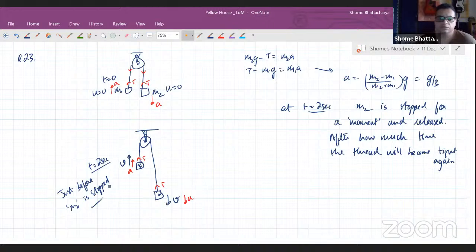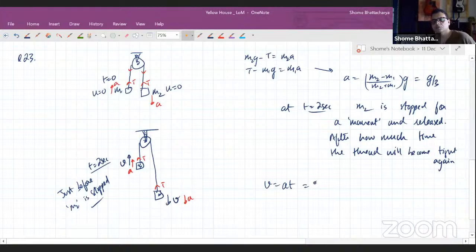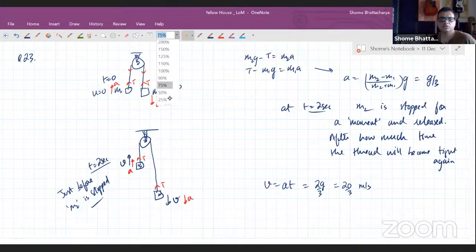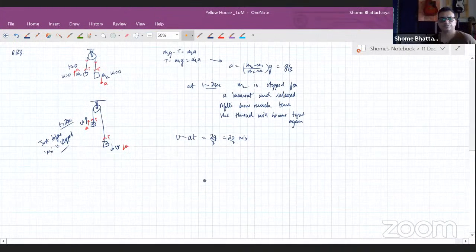Just before you stop this block, what is happening is that the velocity will be equal to at, so it will be 2g by 3. Or you can write it as 20 by 3 meters per second for each of them. Now what happens? You stop this block for a moment.